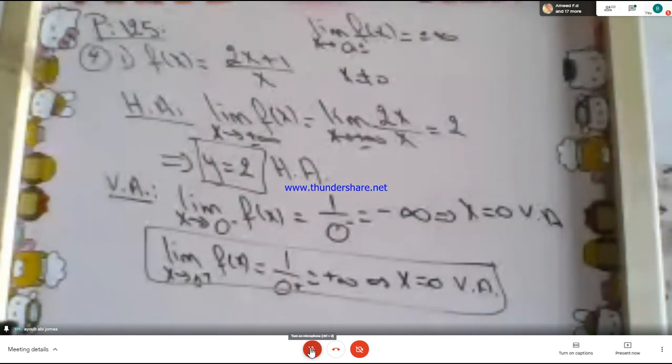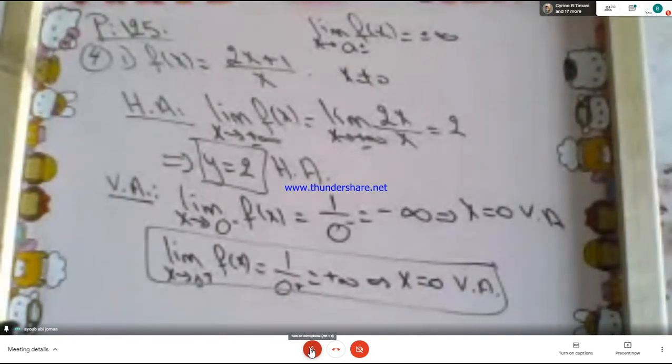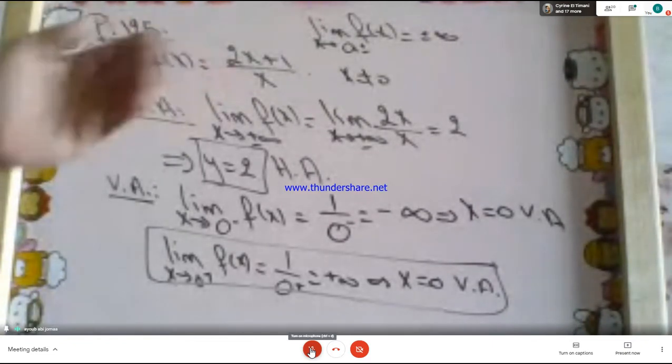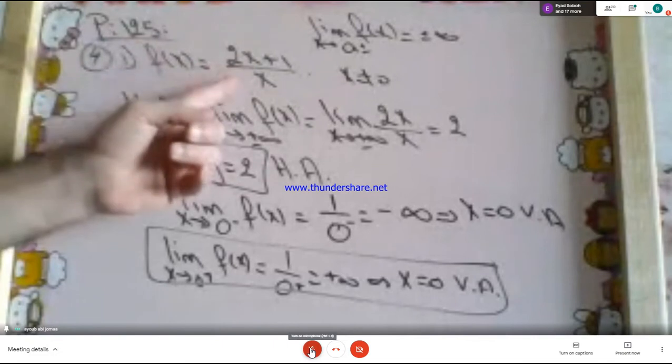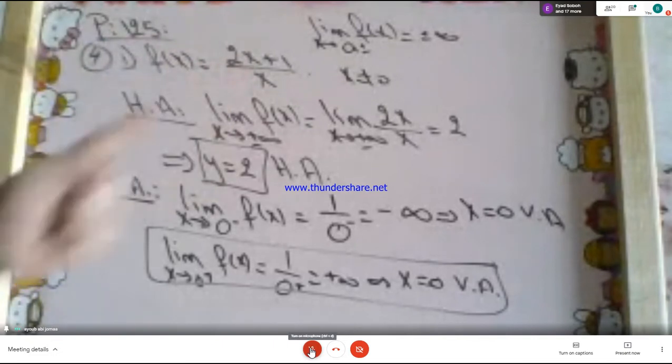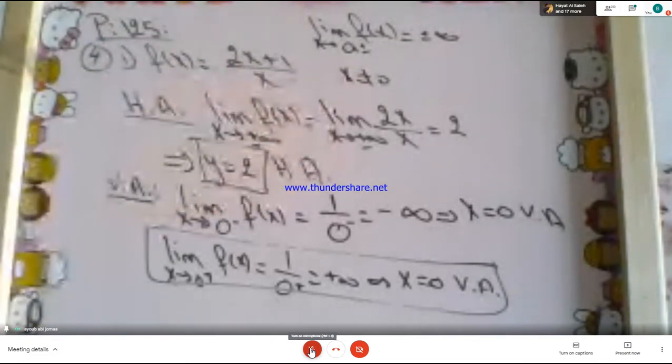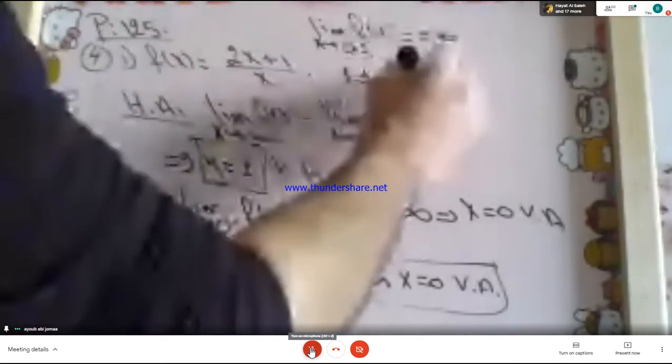Rational function, how to find the domain? You put the denominator different than 0. So x different than 0. Here the domain will be negative infinity to 0, union 0 to infinity. Or if you want, the domain is R except 0.